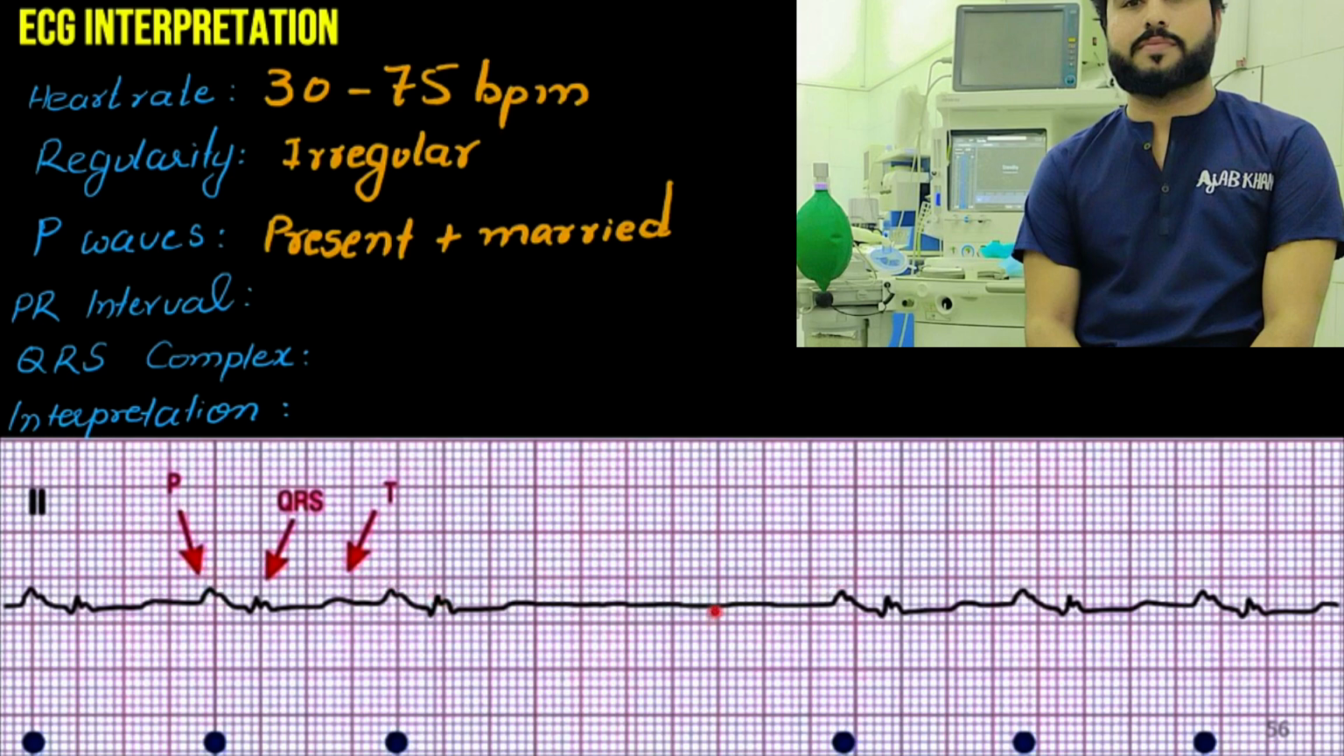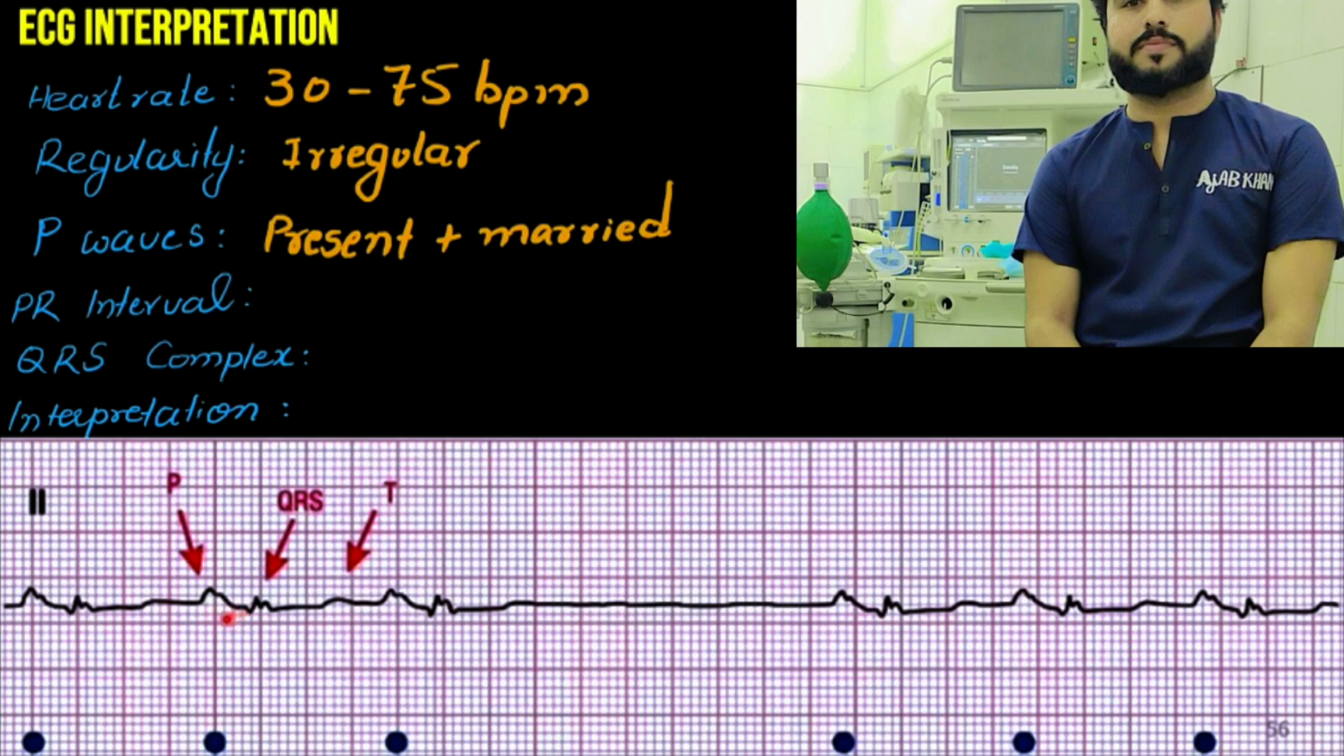P waves are present and they are married to the QRS complexes. These are the P waves married to the QRS complexes. If you look at the PR interval, it is almost within one large box. But if you want to make sure, because it is slightly longer, we can count the small boxes: 1, 2, 3, 4, 5.